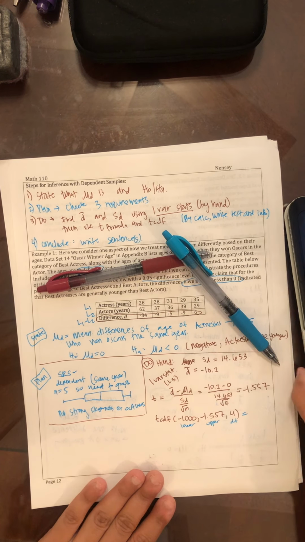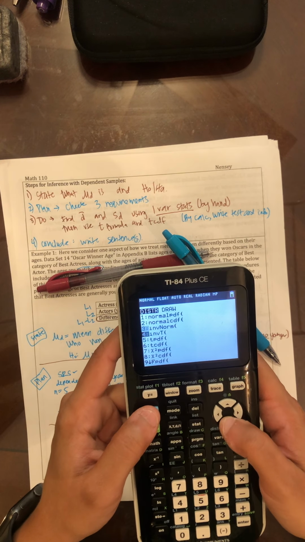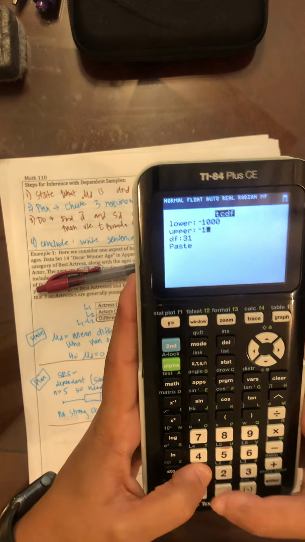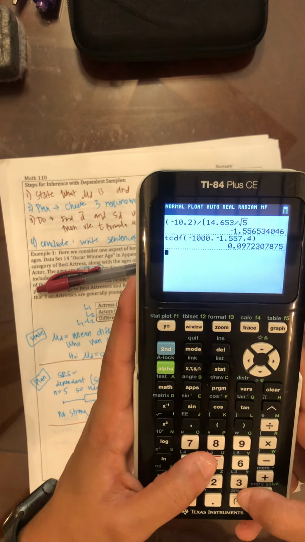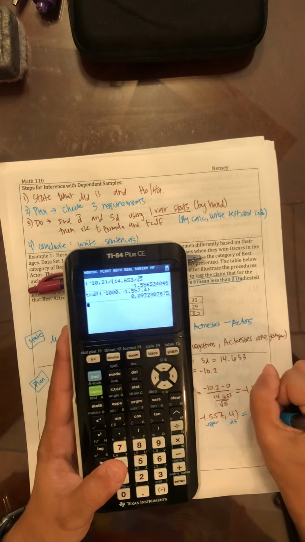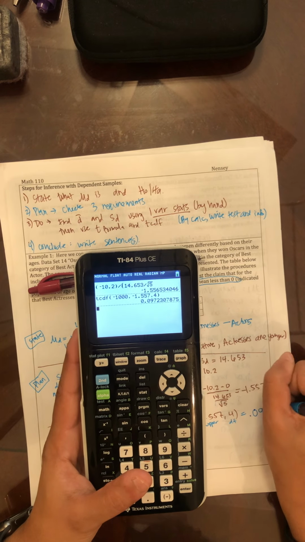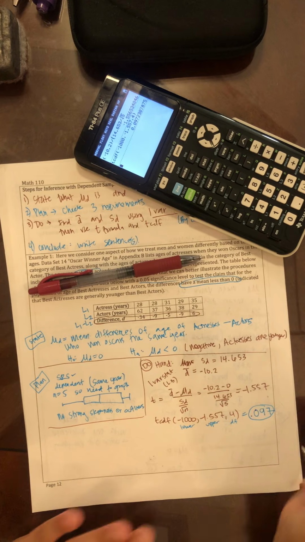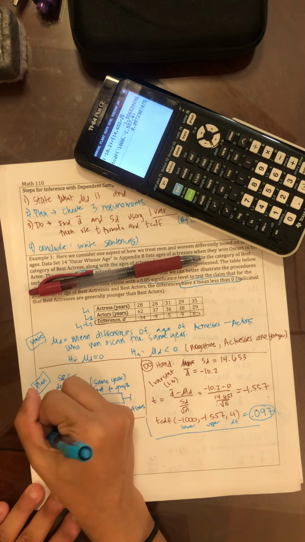We're going to calculate that. tcdf, negative 1,000, negative 1.557, and 4. And I get my p-value to be 0.097. Okay, and there we go. All right, so this is by hand. Let's go ahead and do it by calc.